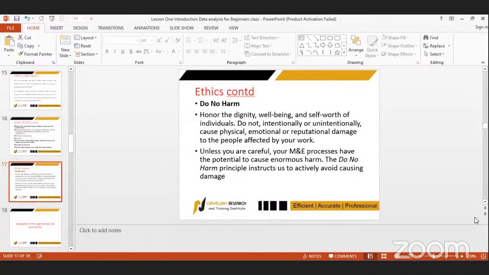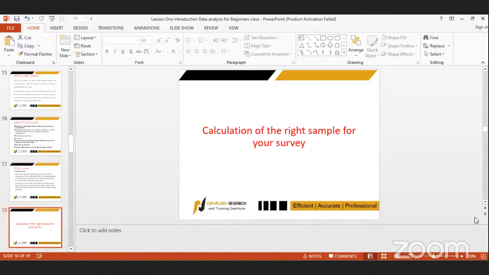So under ethics, we are supposed to observe the following: do no harm, which means we need to respect the dignity, well-being and self-worth of individuals involved in answering your questionnaire. Do not intentionally or unintentionally harm anyone. We have also talked about the competence level. We are not supposed to accept any work where we don't have proper knowledge of how it is supposed to be employed. So that's another area we wanted to talk about briefly.